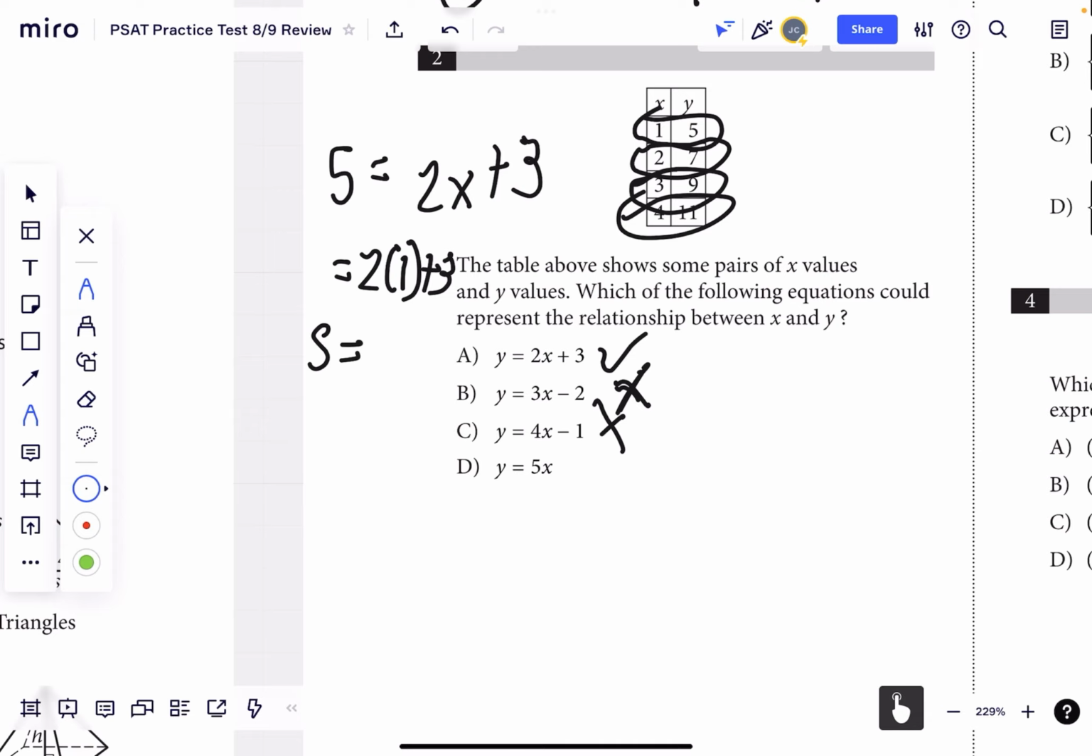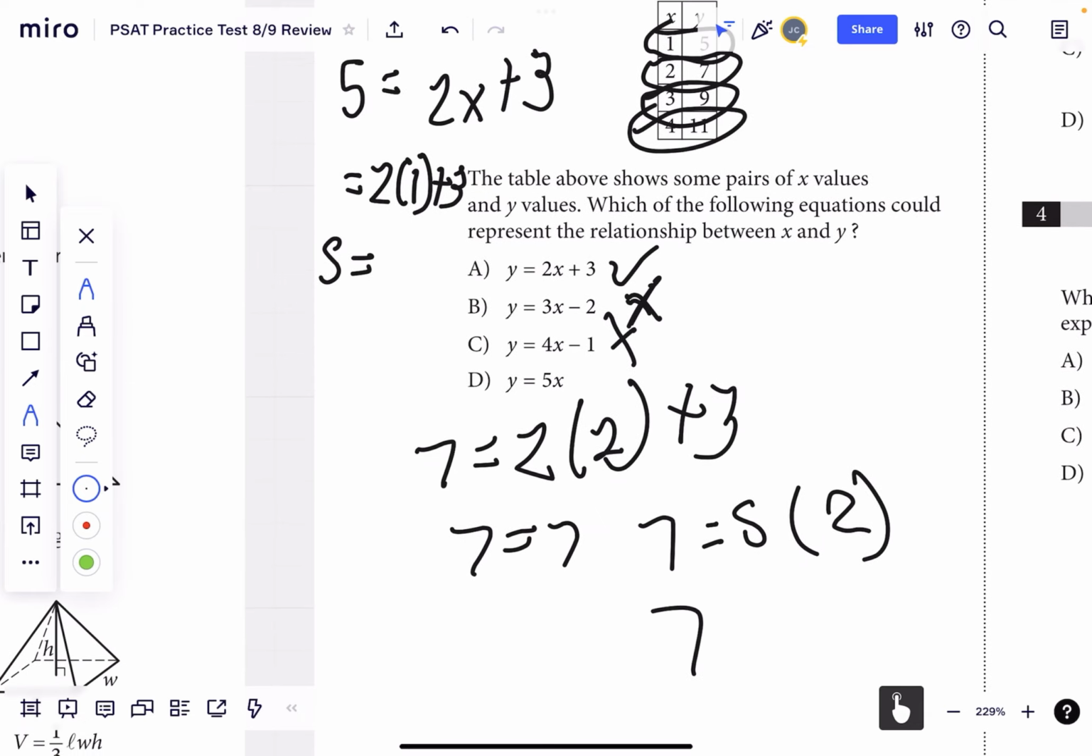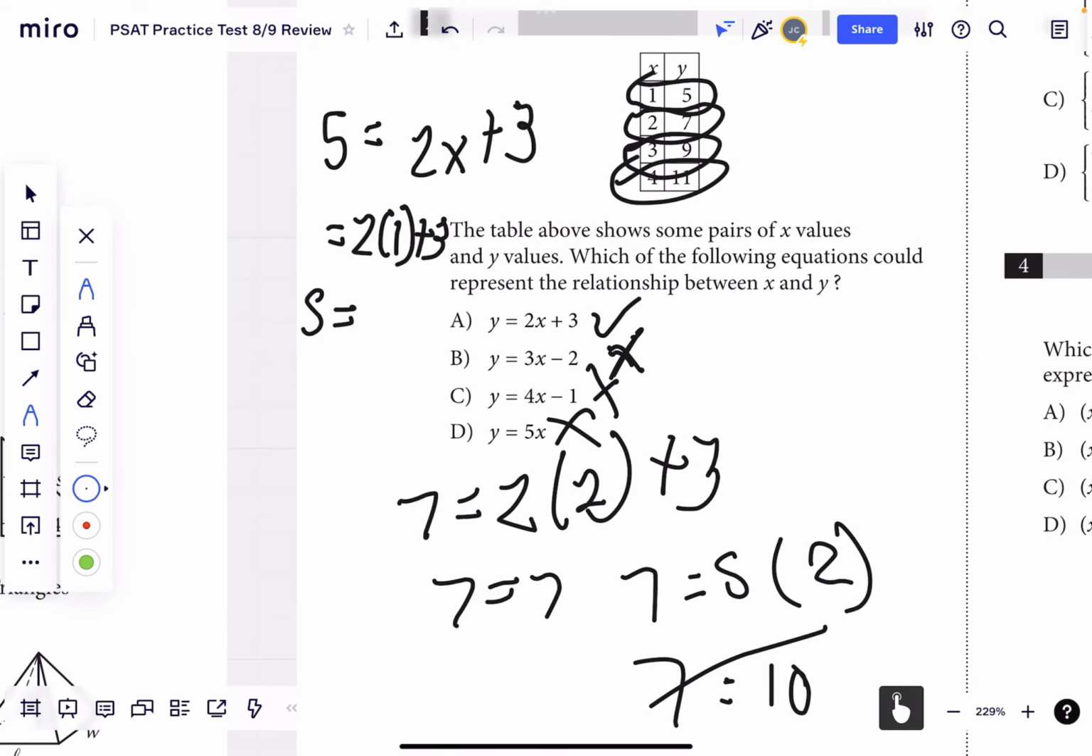So let's do it with A first. So we do 7 equals 2 times 2 plus 3. This would be 7 equals 7. So this one is right. Now let's say 7 equals 5 times 2. We get 7 equals 10. That is false. So basically, all you have to do for these is plug in the variable.